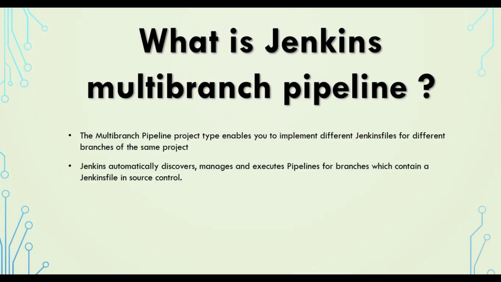So what would happen is, when you create a multi-branch pipeline, Jenkins automatically discovers, manages and executes the pipeline for each branch which contains a Jenkinsfile in the source control. So it's pretty simple. You don't have to create a pipeline for each branch. You have to use a multi-branch pipeline, but you'll have to have a different Jenkinsfile in each branch so that Jenkins can automatically discover it.